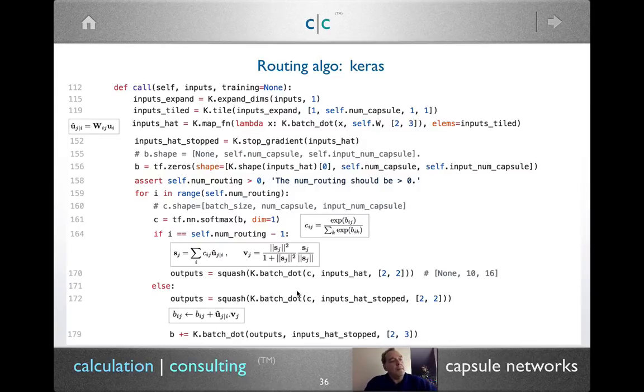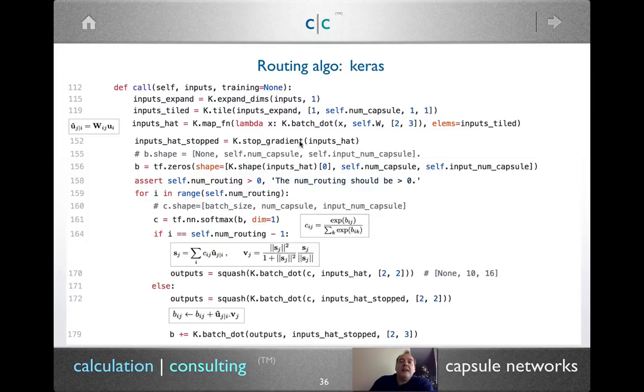Let's take a look in detail. We start off with our call function. We get our inputs, which are just this array, and then we tile them. I'm going to skip that. And then we get the hat. The inputs hat is just a function, which is batch dot. It's a dot product between x and w. That's it. But it uses the elements that have been tiled, and that's because we started off with this convolutional net. There's a little detail here I won't go into, but the point is that this is how you form U hat.